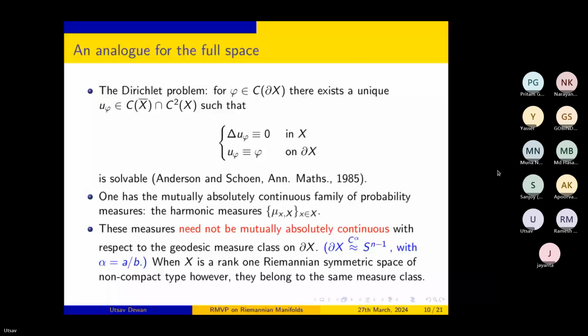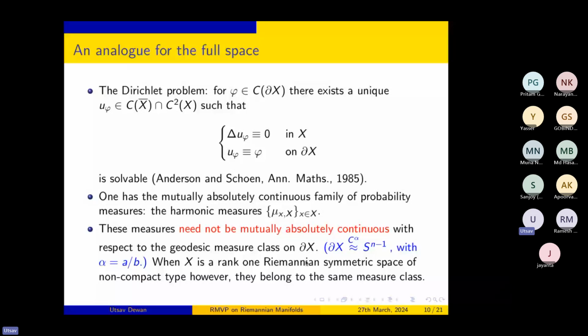So now there is this key difference between the Riemannian bounded domain situation and this full space setup. As I had told, in the case of a bounded domain or Riemannian manifold, the harmonic measures and the Riemannian measure are actually mutually absolutely continuous. But in this full space situation, in the case of pinched negative curvature, these measures need not be mutually absolutely continuous with respect to the geodesic measure class on del X.